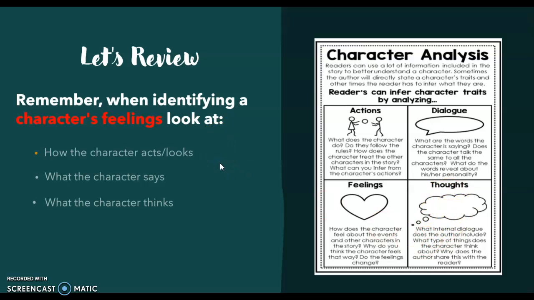If you look at the anchor chart on the right, it says that readers can use a lot of information included in the story to understand a character. Sometimes the author directly states a character's traits, and other times we need to infer what they are. So we look at their actions, their dialogue, their feelings, which we need to find out, and their thoughts.